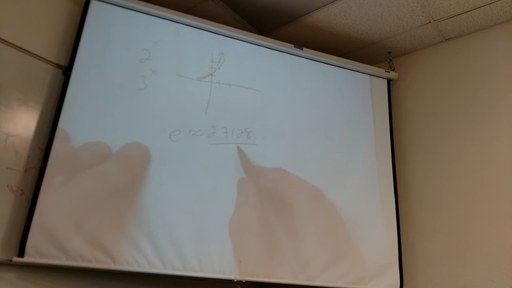And e is approximately 2.7128, blah, blah, blah. Same thing, sort of like pi. It's just a number. It's just like pi. It's just a number. But it's kind of a gross number. So if I said e squared, you would need a calculator to do that, right?